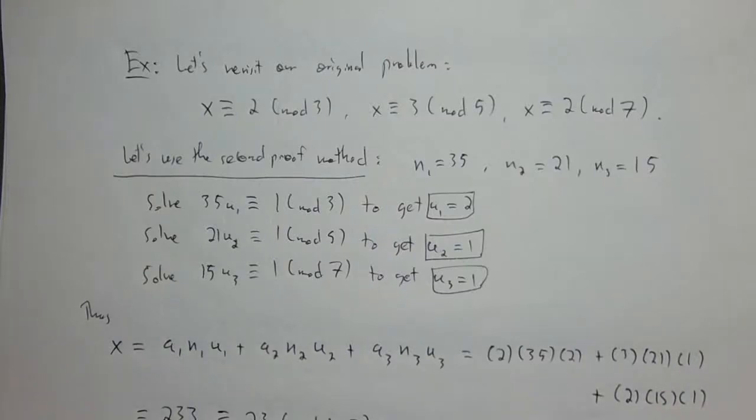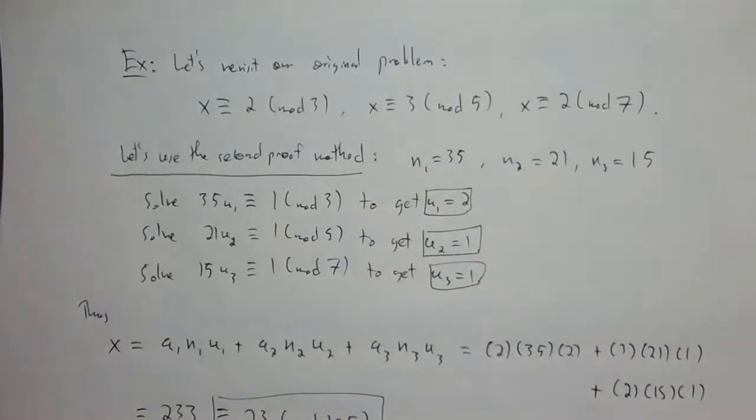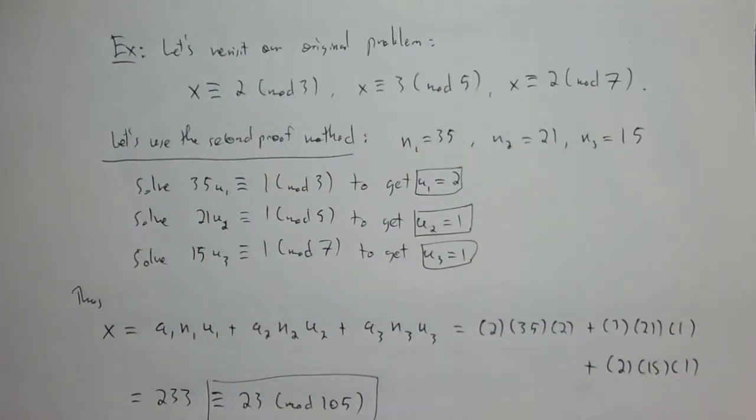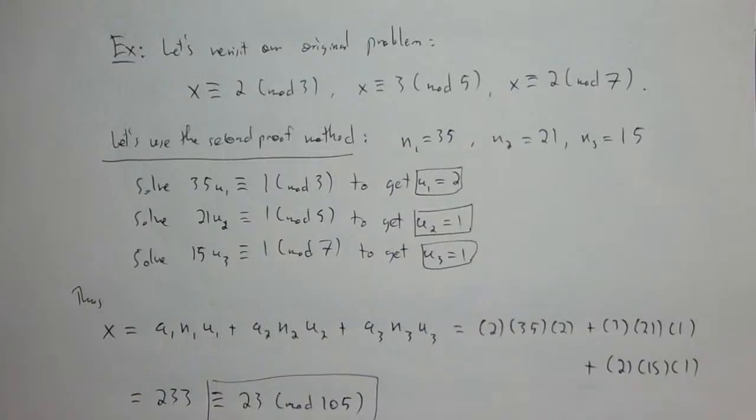So let's just check. Does it solve all three congruences? 23, if I divide by 3, its remainder is 2. If I divide by 5, its remainder is 3. If I divide by 7, its remainder is 2. Nice. Very nice.